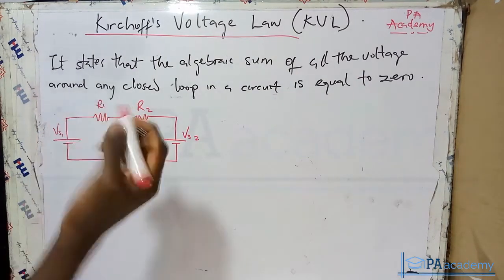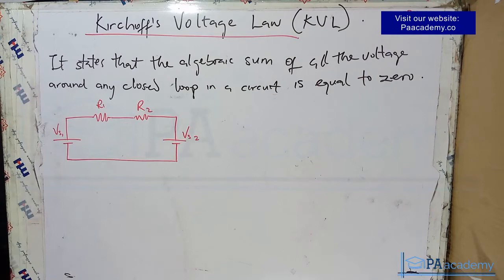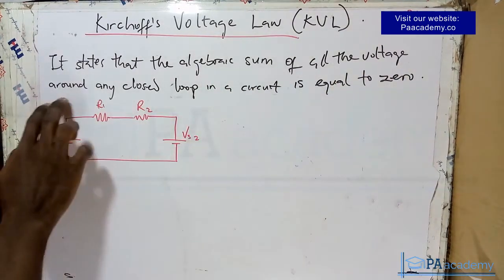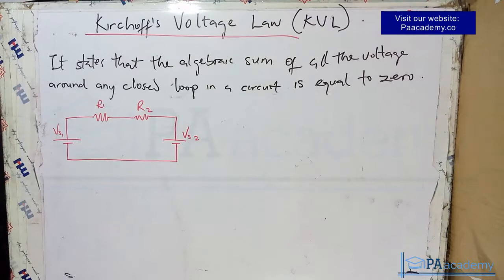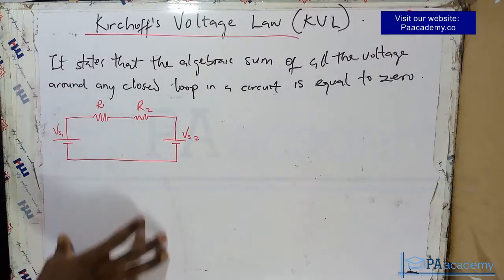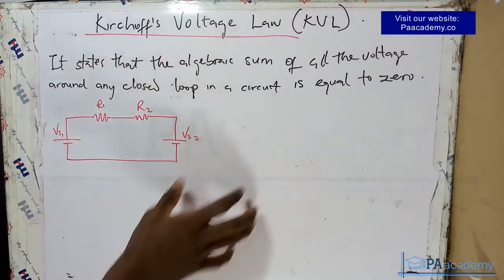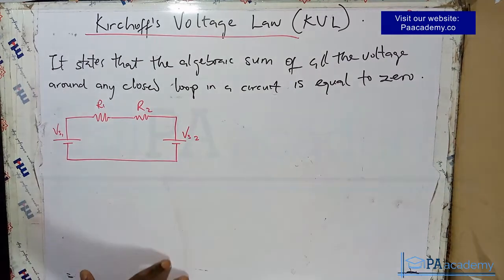So we want to use it to explain what Kirchhoff voltage law states. Remember, it says that the algebraic sum of all the voltages around any closed loop in a circuit is equal to 0. Now, when you have a circuit like this and you want to apply Kirchhoff voltage law, the first thing you have to do is to pick your direction of current.